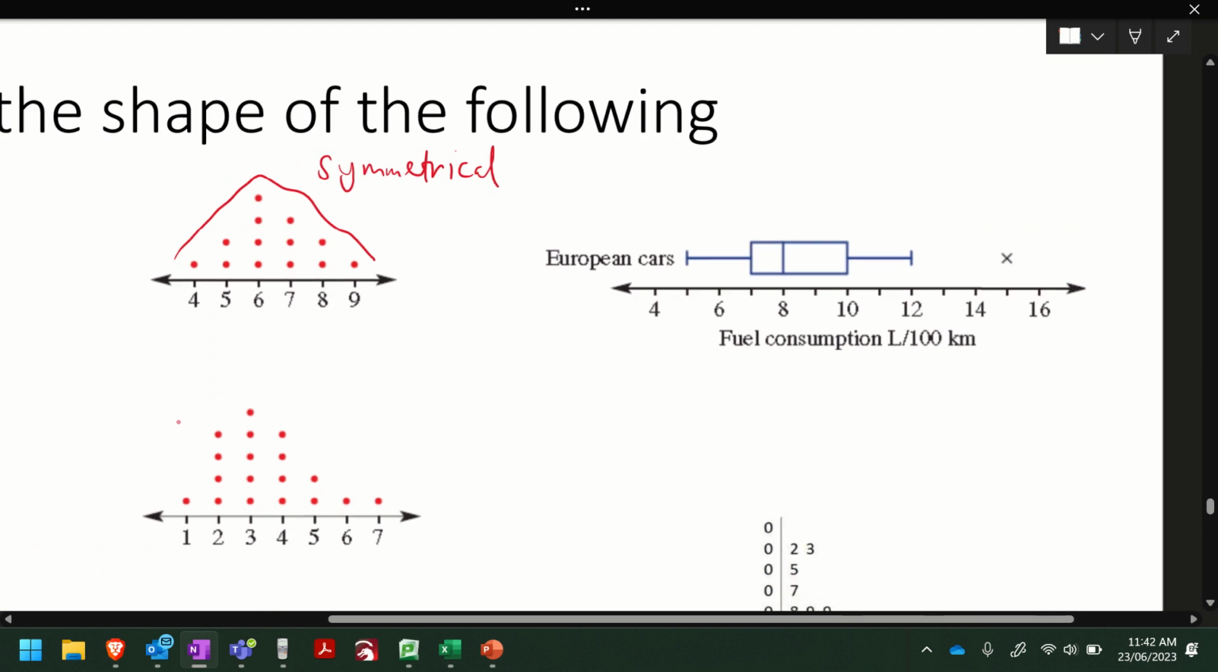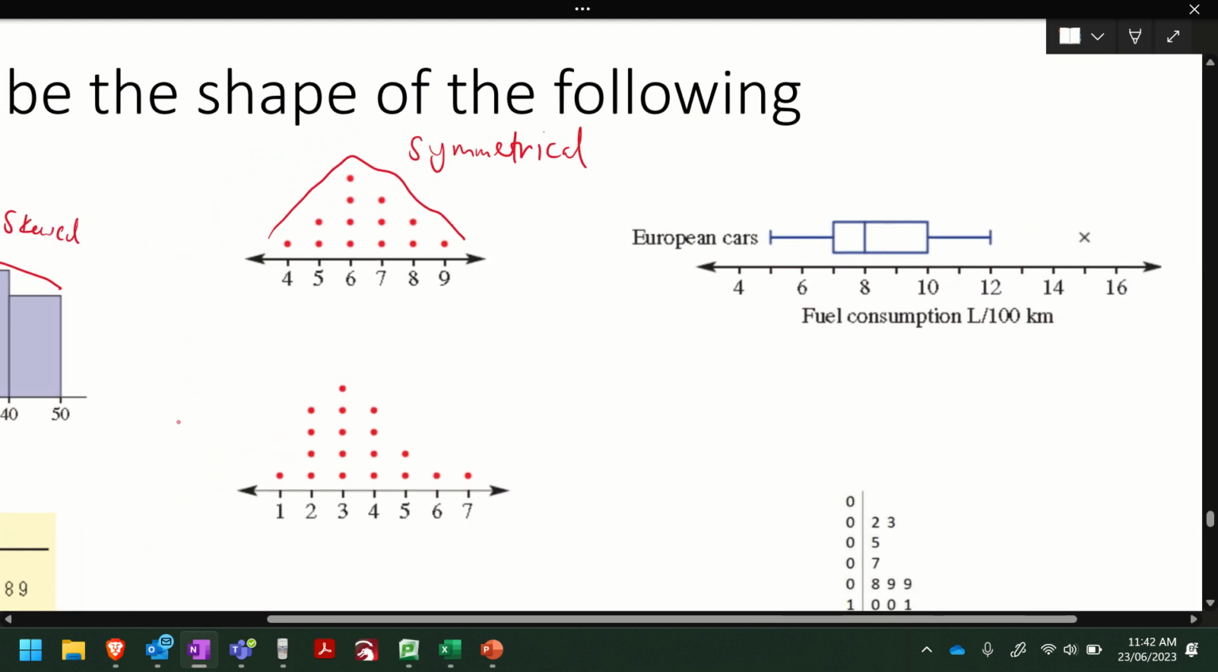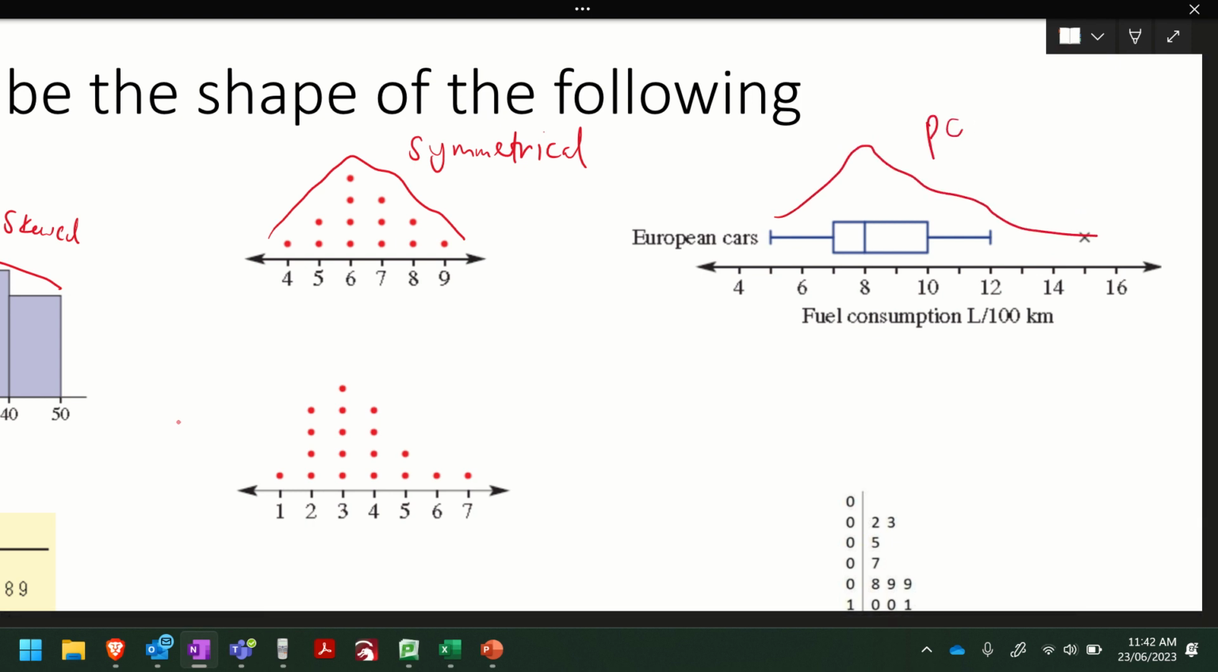And what about that box plot there? Positively, good. I would say positively as well. Only because of this little X here, what do we call this? Starts with O. Outlier. So it's an outlier. An outlier means it doesn't quite belong with the data. So this is probably positively skewed.